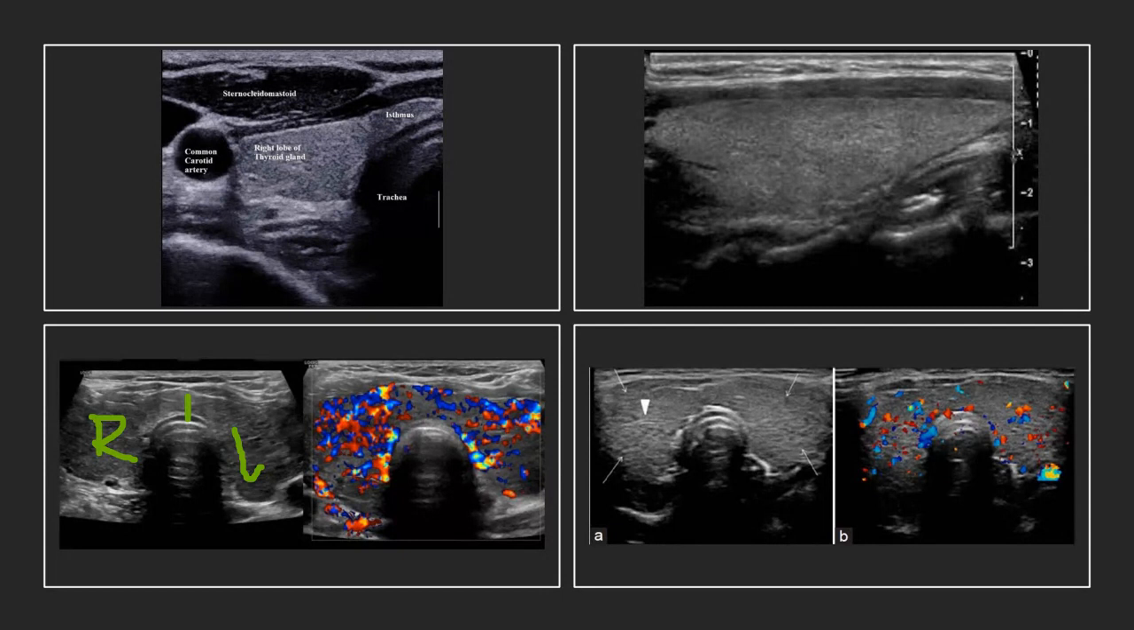Now, when we're looking at our sag and transverse thyroid, this is what we want for our sagittal. And this is what we want for our transverse. And then that's isthmus right there.